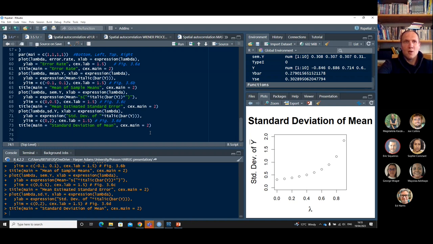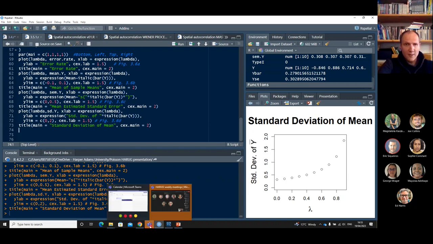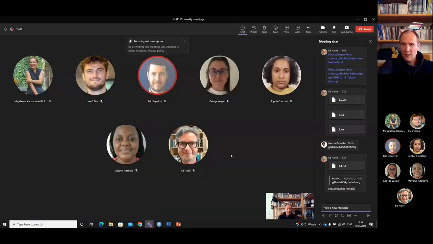So, okay, that was script 351, and I will not go any further today. I will stop sharing my screen, because the next stuff in chapter 3 is contiguity tables, contiguity matrices, and it's another hard part. I hope to be able to present it in the future.